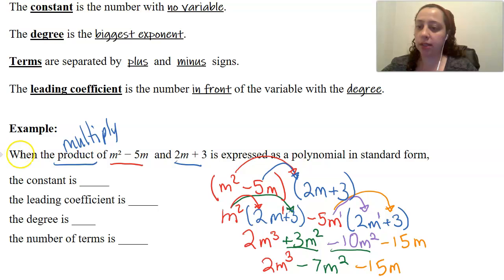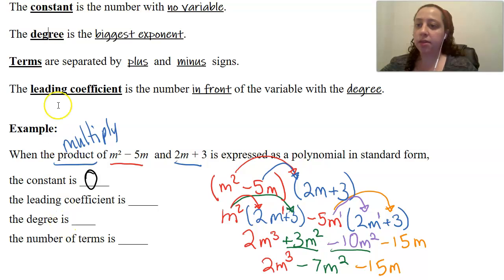So now let's look. It's asking for a constant. Constant has no variable. In this example, all of our numbers have variables. So our constant is 0. We have no constant. Let's do the degree next.